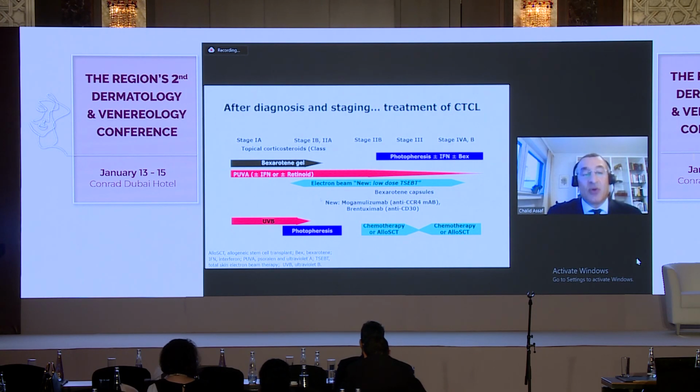As I mentioned earlier today, here you see the treatments for the early stage, especially phototherapy, monotherapy, or in combination with systemic treatment like interferon or retinoid. And when you have an advanced stage, to combine it always with systemic treatment. Or we have the possibility in the last years with two new effective antibodies like mogamulizumab, which is a monoclonal antibody against chemokine receptor 4, or like brentuximab, which is a fusion protein against the molecule CD30.